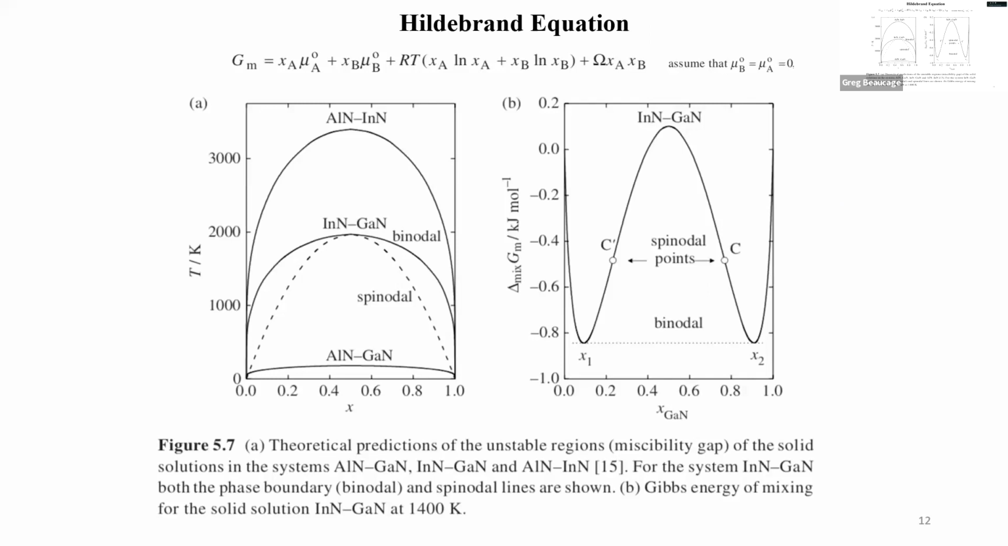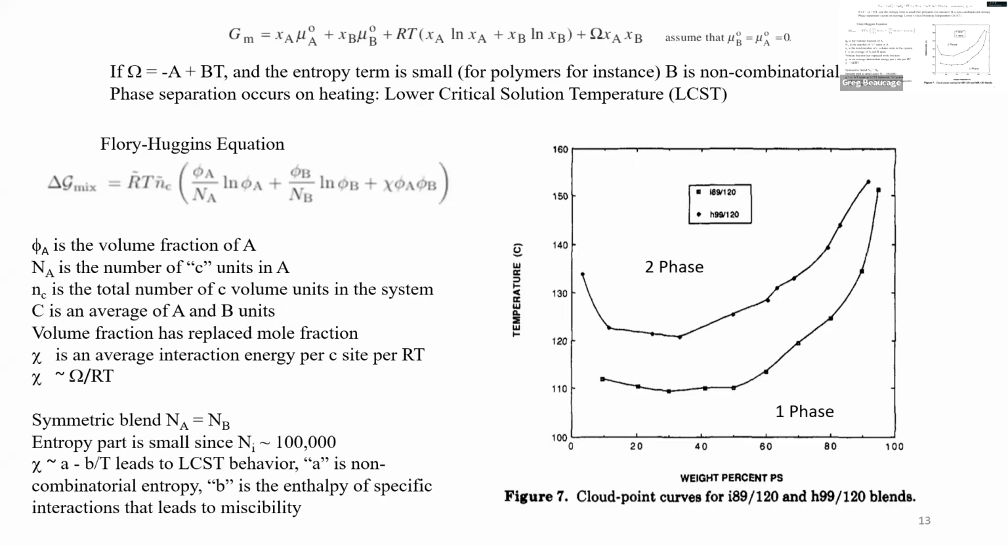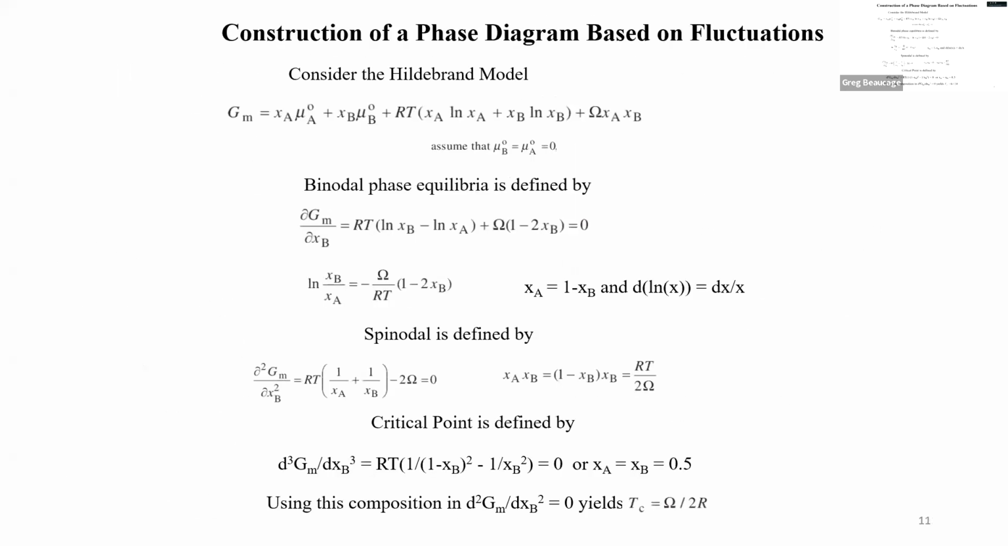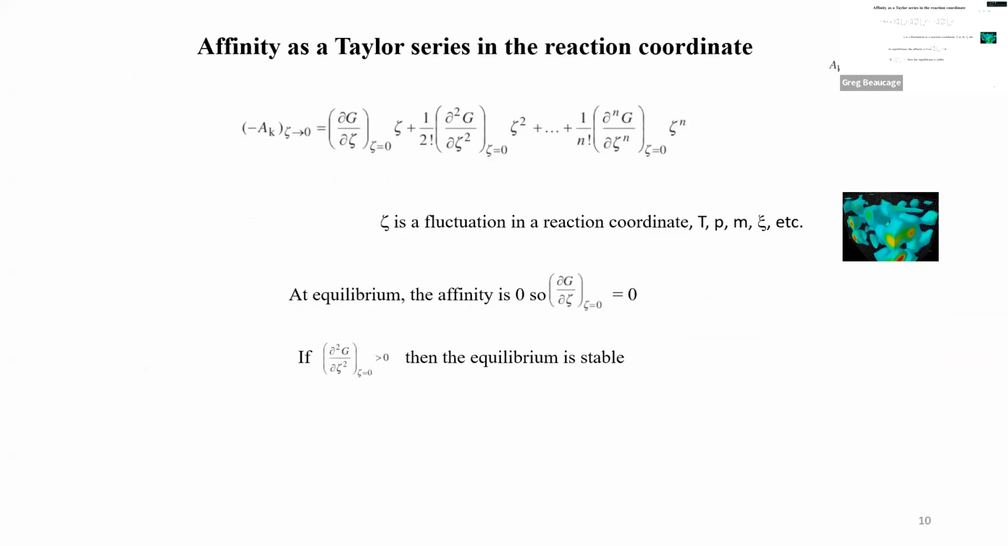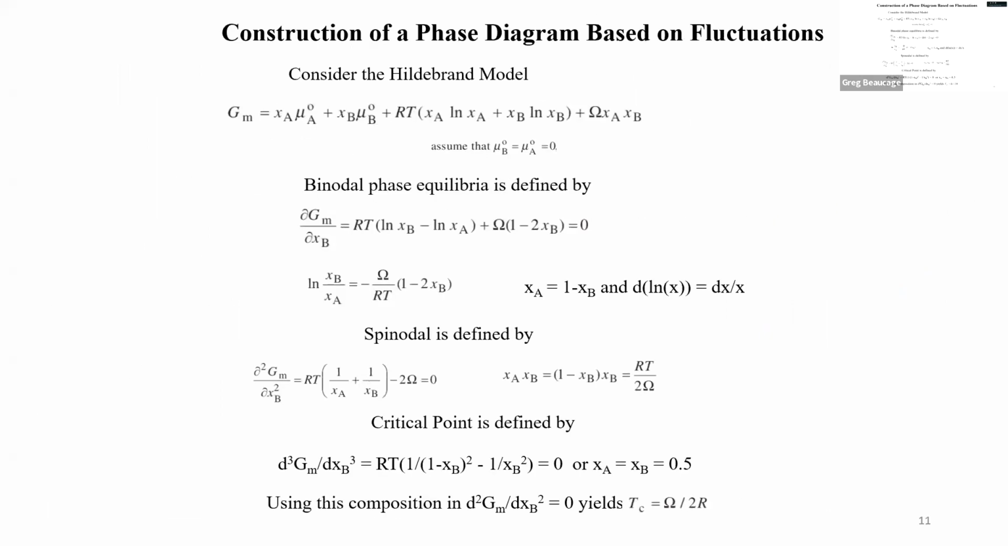Oh, this is just trying to calculate the critical points using the Hildebrand equation. All right. So the affinity, I'm not sure why I have the affinity here. I think this is just from the book, so I put it in. The point is actually to use the Hildebrand equation.